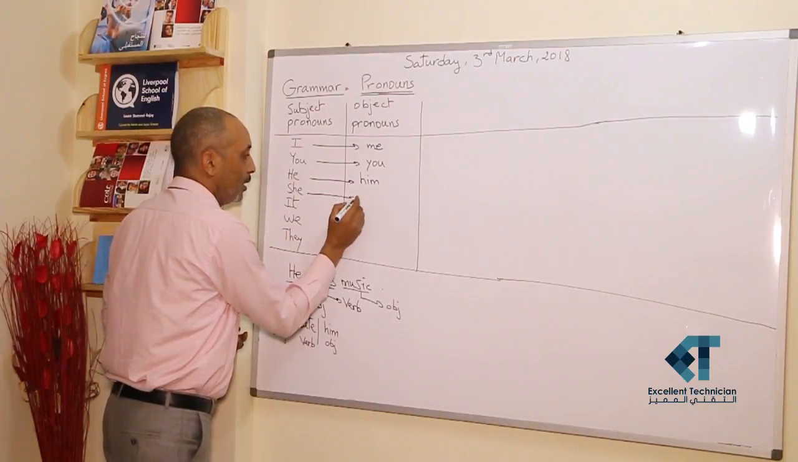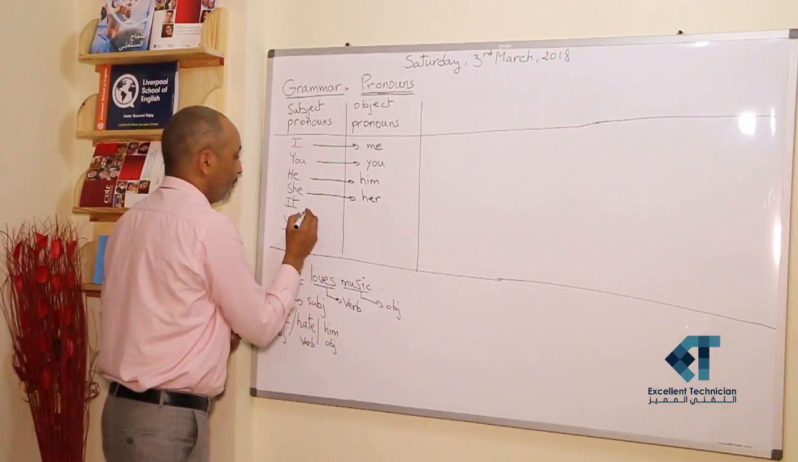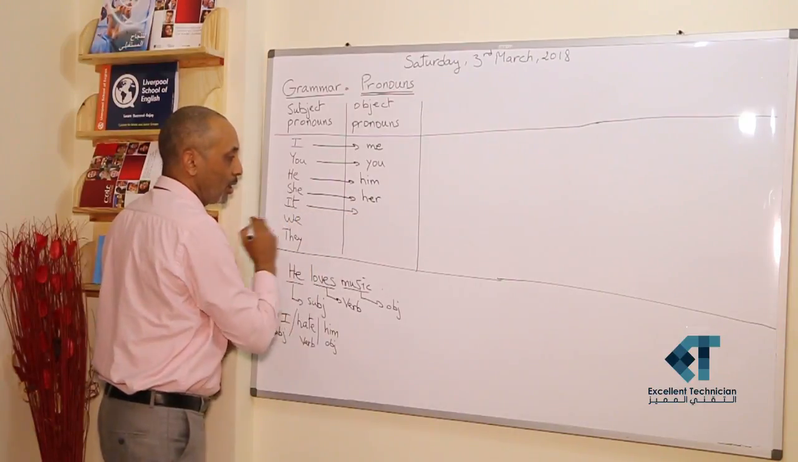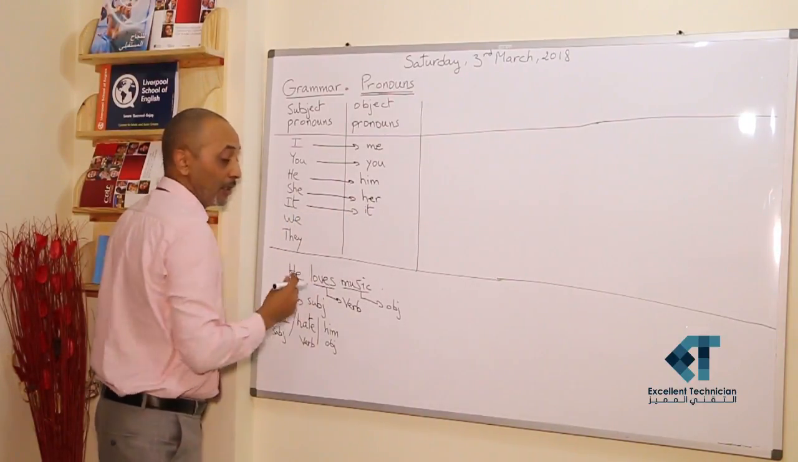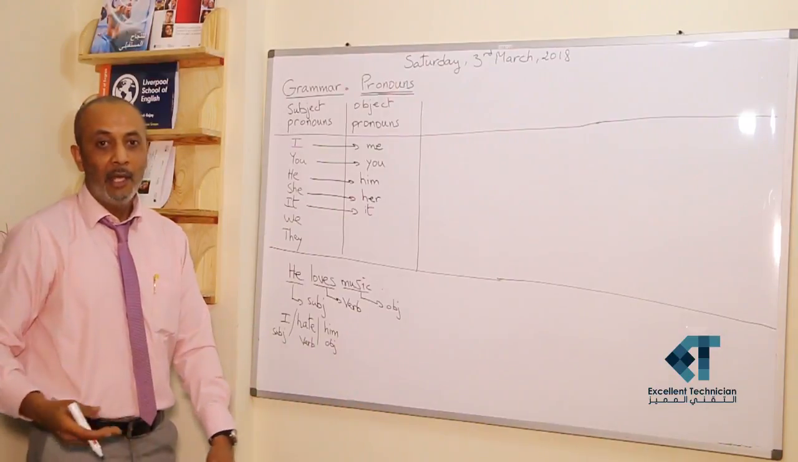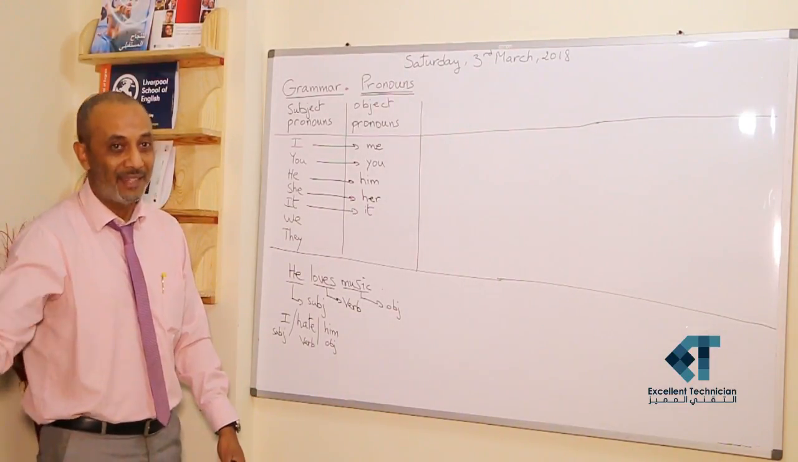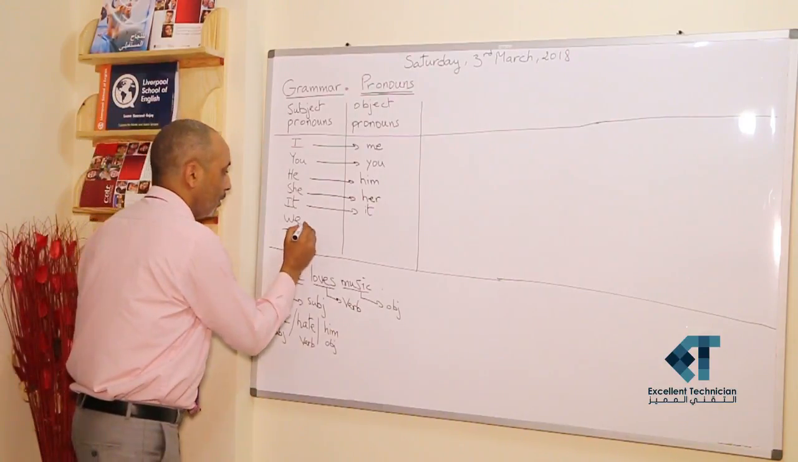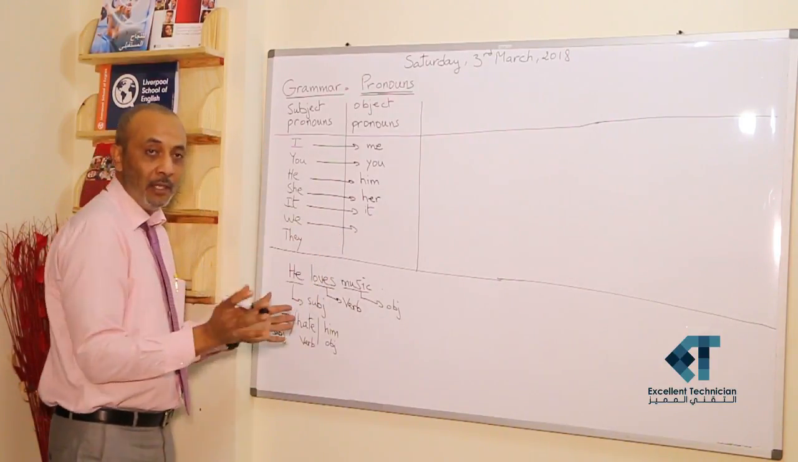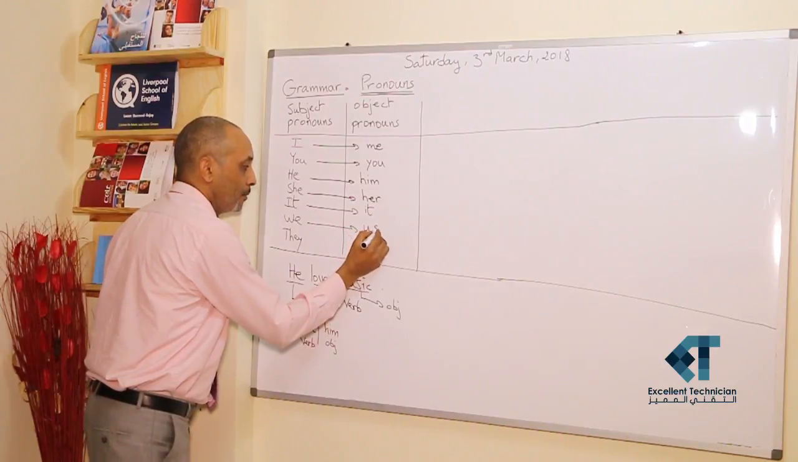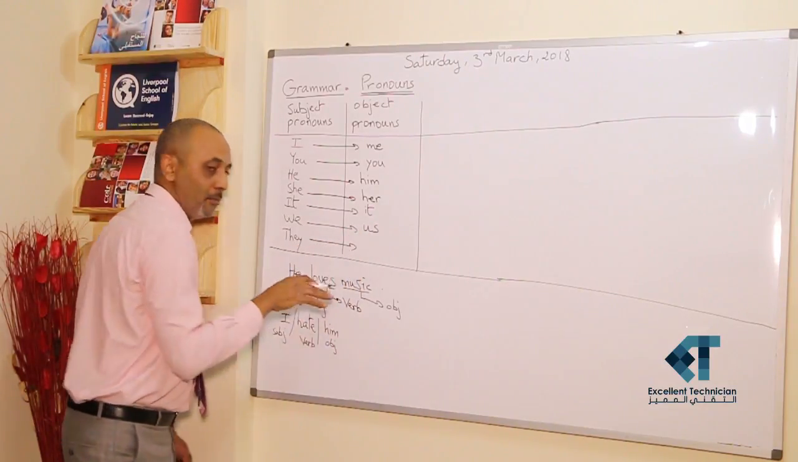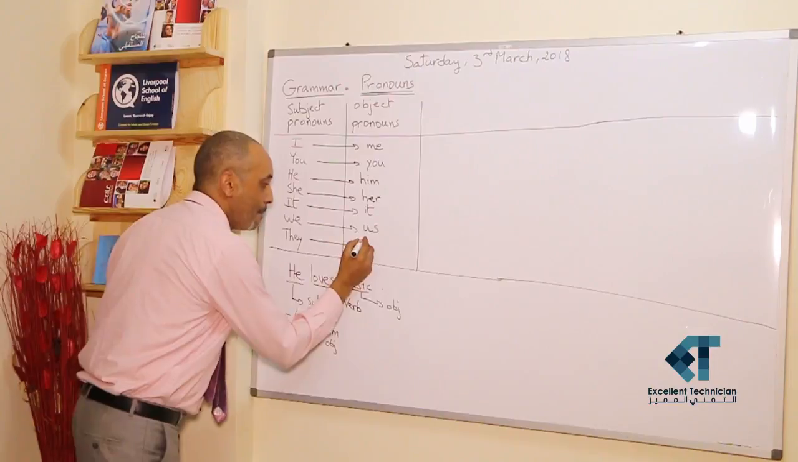If it's feminine, it's her. If it's singular and not human, it's it. If I talk about my pet, for example, I gave it some milk 1 hour ago. I gave it. It is the object. If I talk about we, we say us. If I talk about some people, I say them.